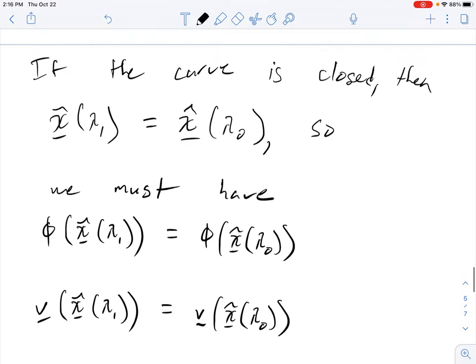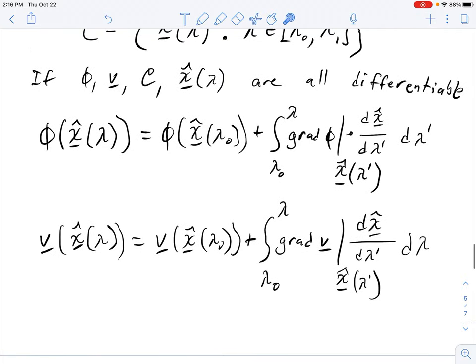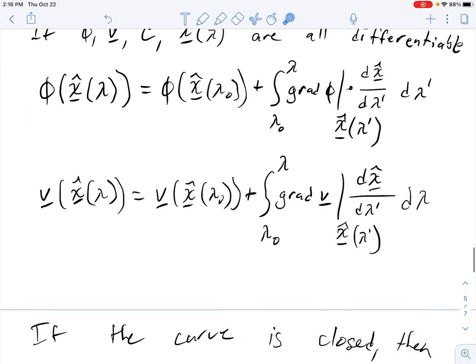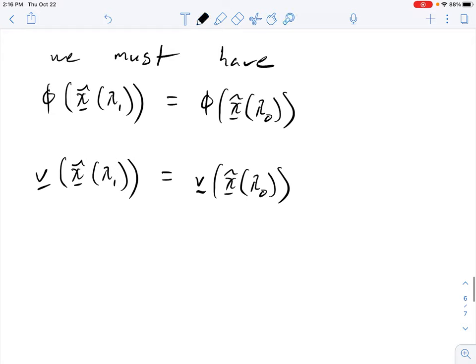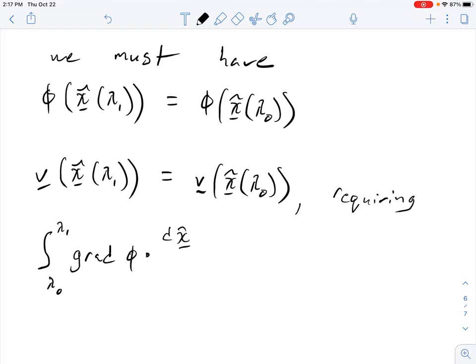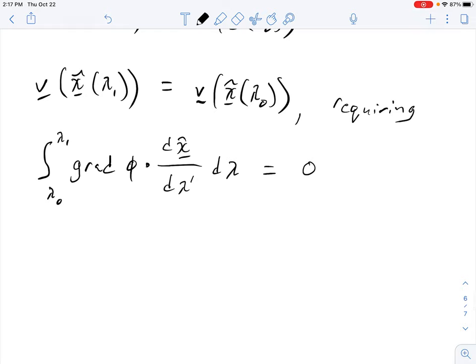All right, so if that's the case, then if we go back up here, when we integrate these from lambda naught to lambda 1, they'd better integrate to 0. So the integral from lambda naught to lambda 1 of grad phi dot the derivative of x with respect to our integration variable is equal to scalar 0. And likewise, we'll have a vector 0 for the gradient of v.